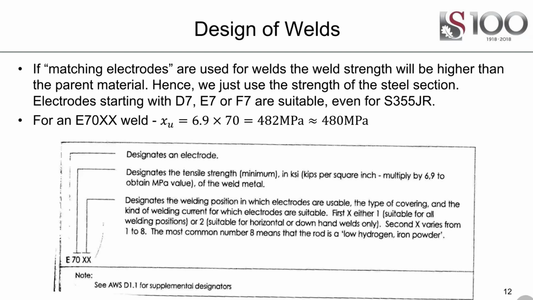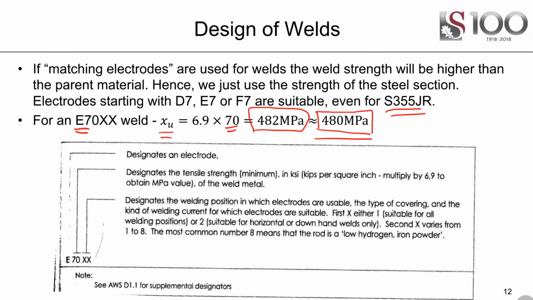So, for instance, electrodes starting with D7, E7, F7 are suitable even for S355JR. And this number in front, for instance, E70XX, that 70 is a value in KSI, kips per square inch, and you convert it and you end up with a value of 482. So we generally use the value rounded off to 480. So when we're using S355 steel, the ultimate weld strength we normally work with is 480 MPa. So this will be our design strength X_U.